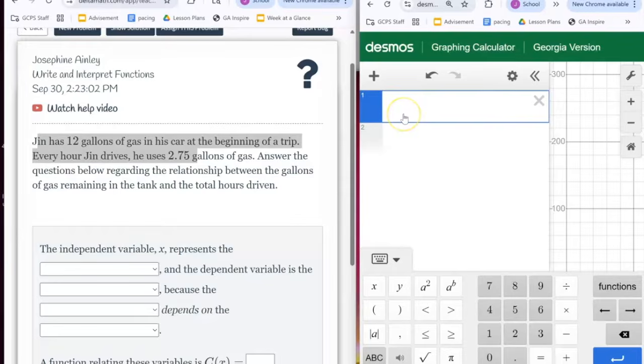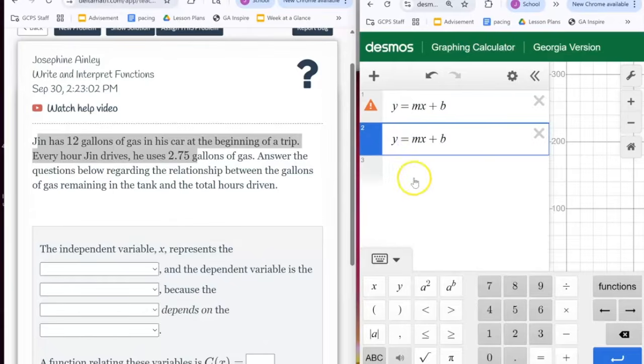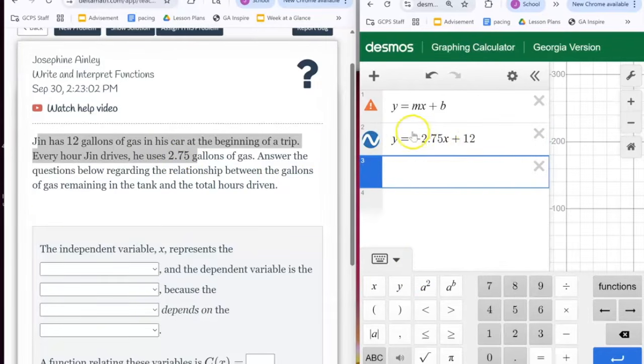So again, remember you have y equals mx plus b, where m is how it's changing and b is where I start. So what do I start with? I start with 12 gallons in my gas tank. What's happening to my gas as I drive? It's going down, so my slope is going to be negative. How much is it going down by? 2.75. Okay, so there's my equation or my function.